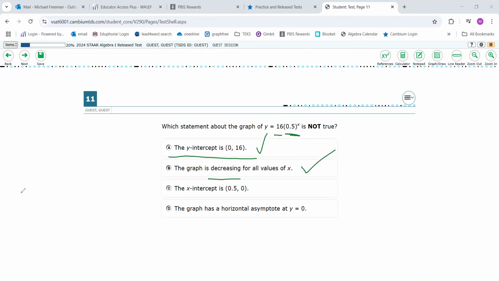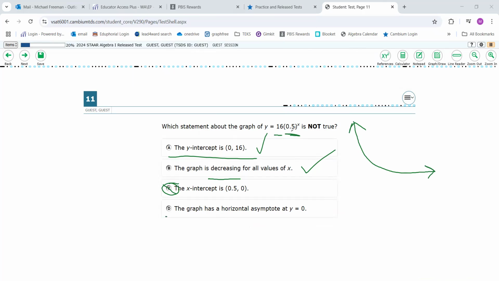The x-intercept is (0.5, 0). Well, that's the one that's not true. Again, because remember, for our exponential functions, it's decreasing and it gets really, really close to 0, but it never actually equals 0. So there is no x-intercept. Right? Because think about it. 0.5 is 1/2. Well, if I keep dividing by 2 every time, over and over and over, my numbers keep getting smaller and smaller and smaller, but they're never going to actually equal 0, right?